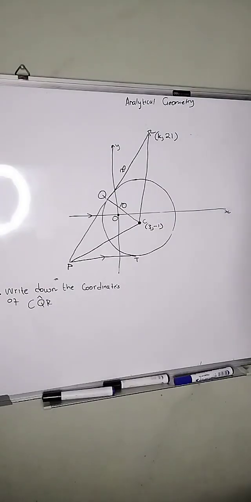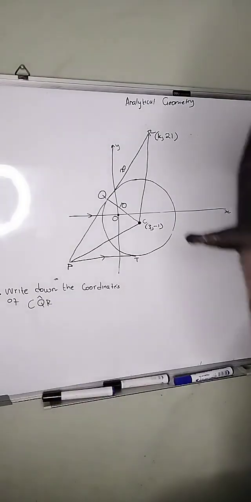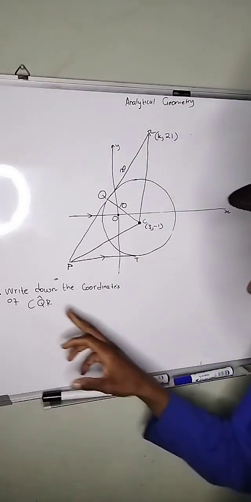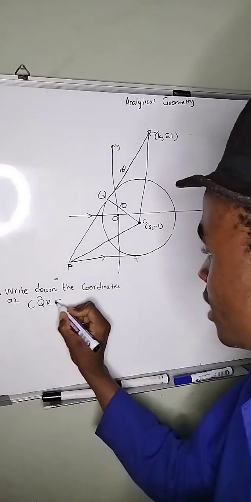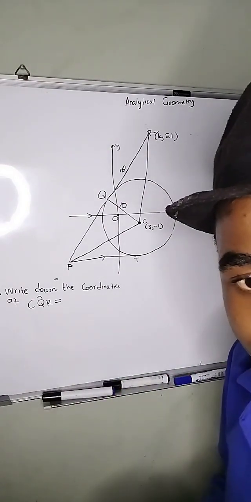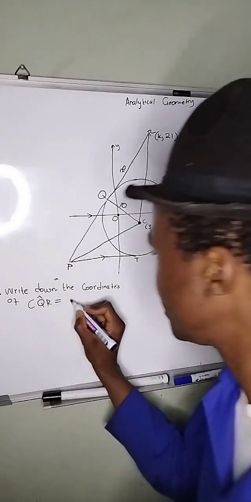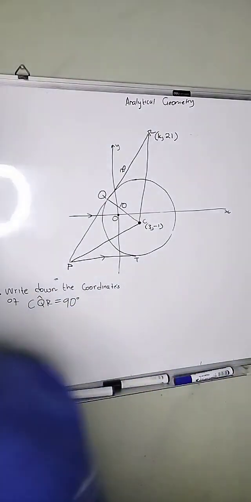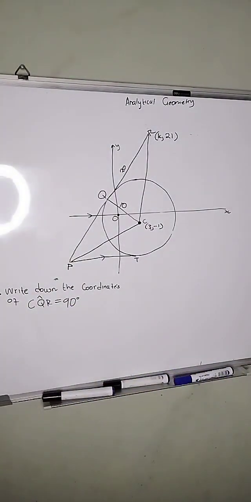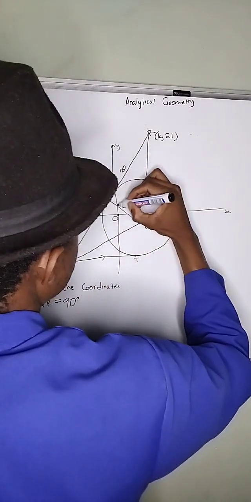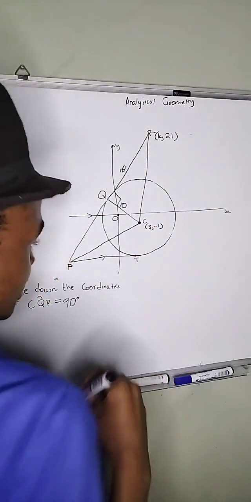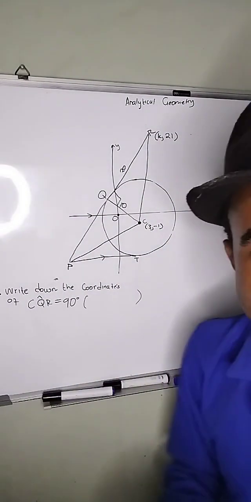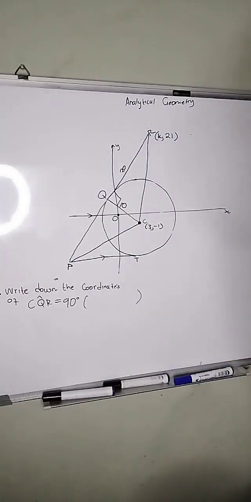Thank you very much. So now, what is the angle? Let's write down our angle. 90 degrees. So now, this is going to be 90 degrees. What's the reason? Please give me the reason.